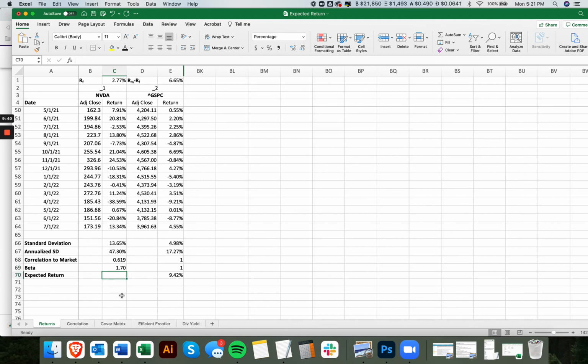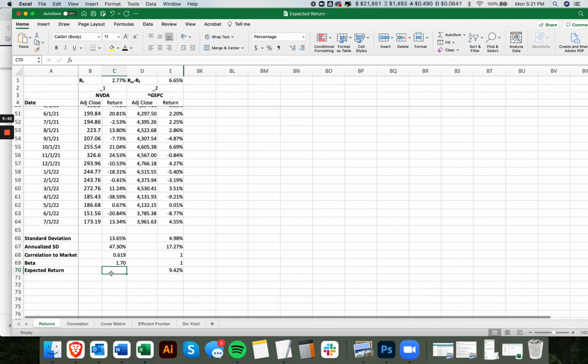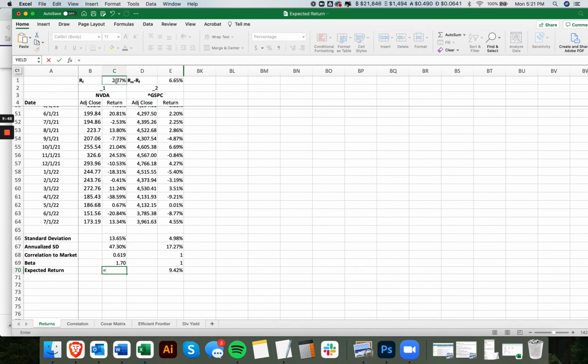And then all we need to do now is, I mentioned we're using the capital asset pricing model, or CAPM. The formula for that is we take the risk-free rate, we add that to the beta, which is C69, times the market risk premium. And there we go, expected return about 14%.